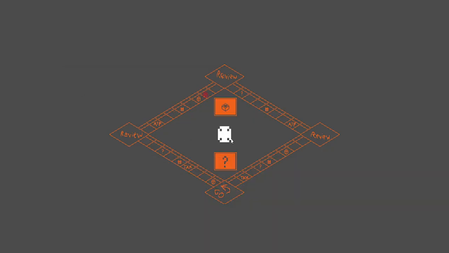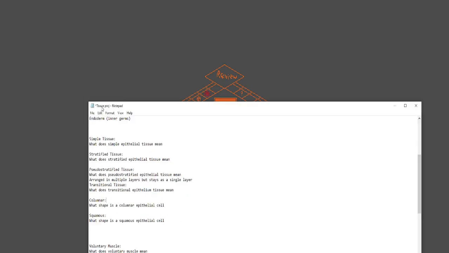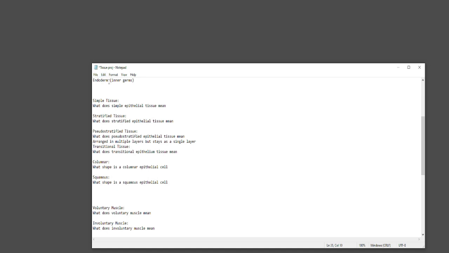Let's roll again. That is columnar. What shape is a columnar epithelial cell? Pretty sure it is, if I remember correctly, like a rectangle or a column. As well, column.